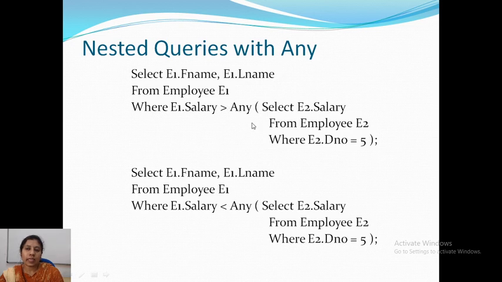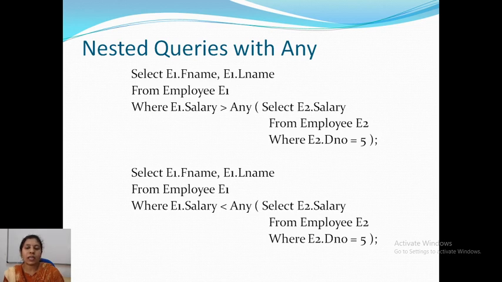Now, any means... okay, there is a difference between all and any. When you use all, I gave the example of 25,000, 30,000 and 50,000. So the employee who's getting more than 50,000, his information will be fetched.